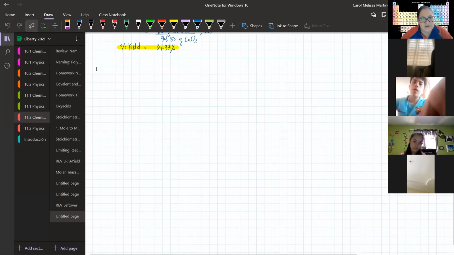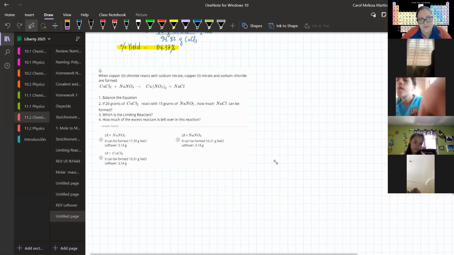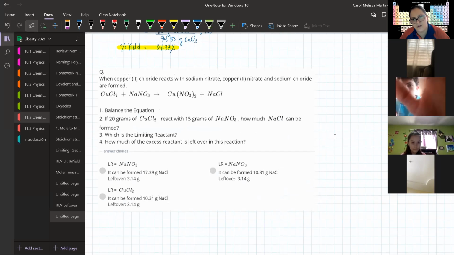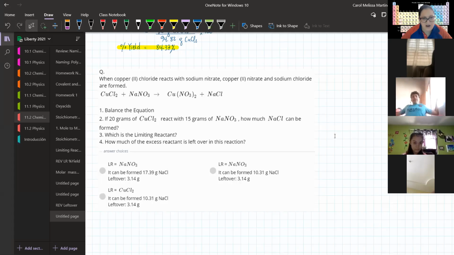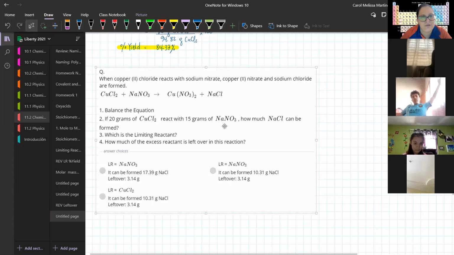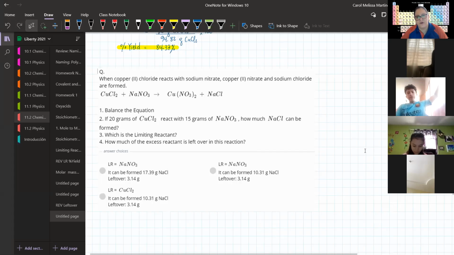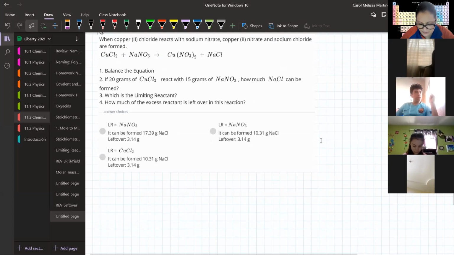Okay, I move on to the next one. It says, when copper 2 chloride reacts with sodium nitrate, copper 2 nitrate and sodium chloride are formed according to the formula that you see over there. Balance the equation, etc. If 20 grams of copper 2 chloride react with 15 grams of sodium nitrate, how much NaCl can be formed, which is the limiting reactant, and how much excess reactant is left over in this reaction.